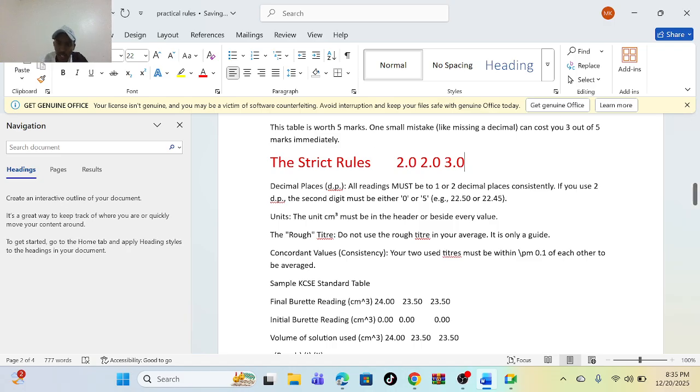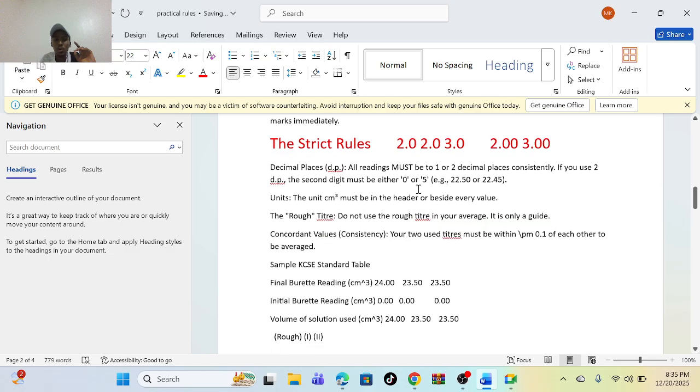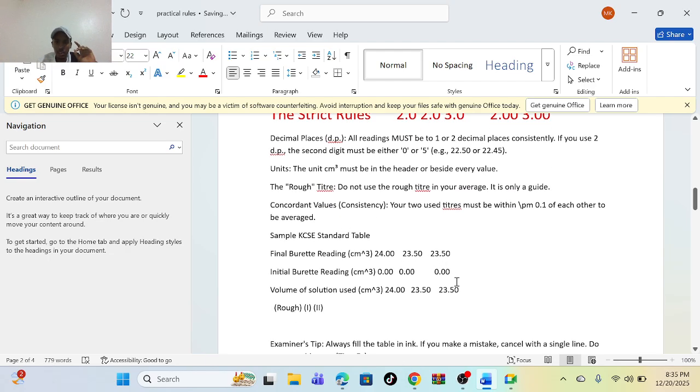If I use 2 decimal places, I must use 2 decimal places, for example 2.00 or 3.00. If I have used 2 decimal places, I must use them consistently. If I have used 1 decimal place, I must use it for all. Please. This is where many people make mistakes.